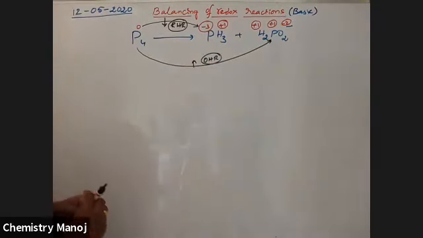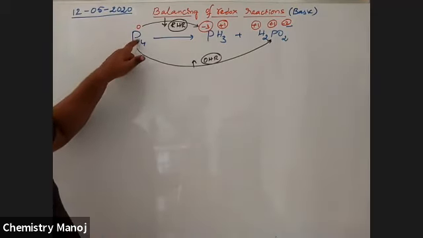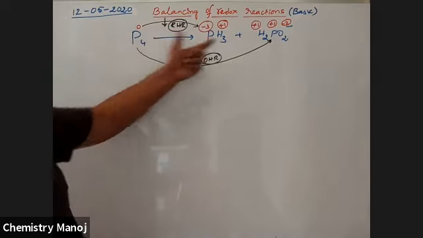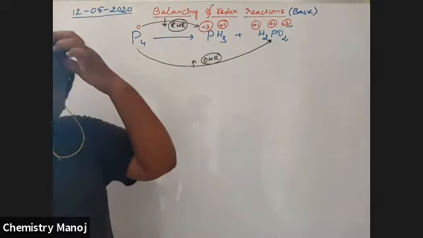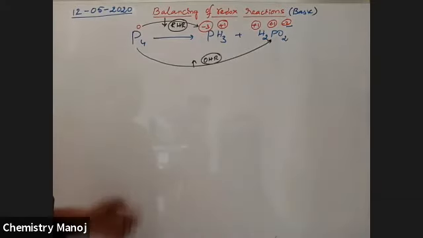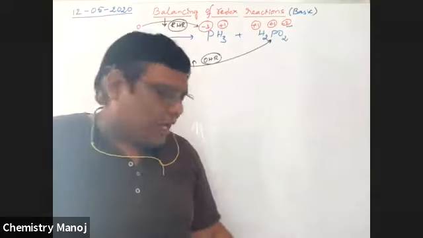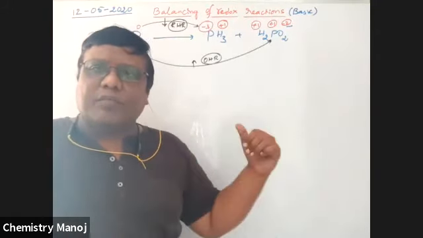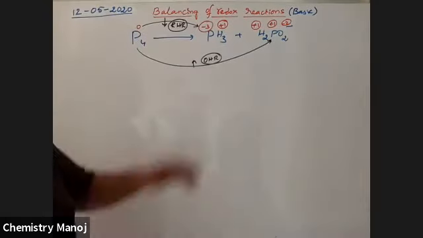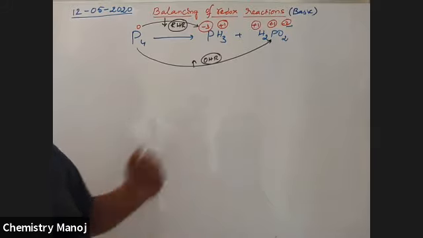So once again, phosphorus is involved in both oxidation and reduction. So this equation is an example of a disproportionation reaction. A single element is involved in both oxidation and reduction, and one oxidation state changes to two parts. Now I want to balance this disproportionation reaction in basic medium.